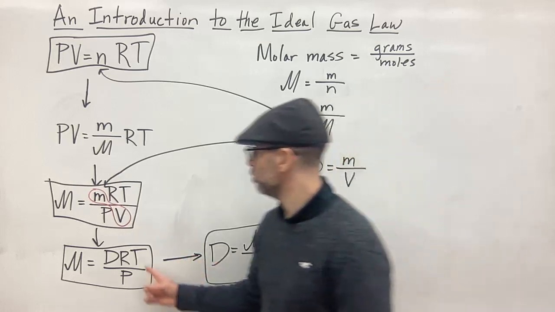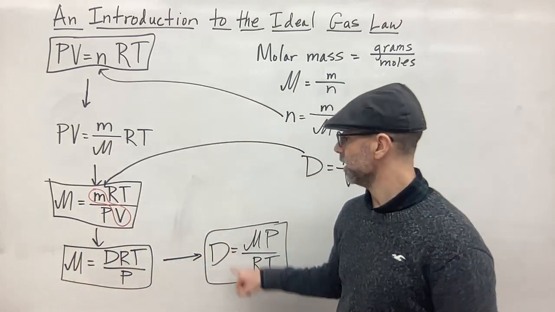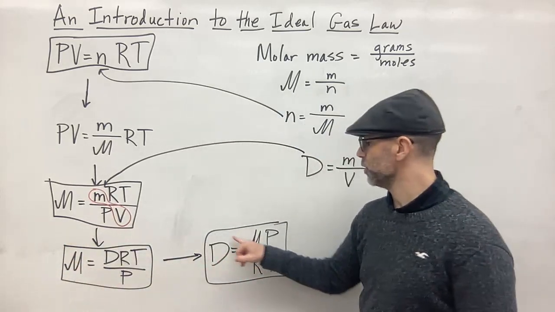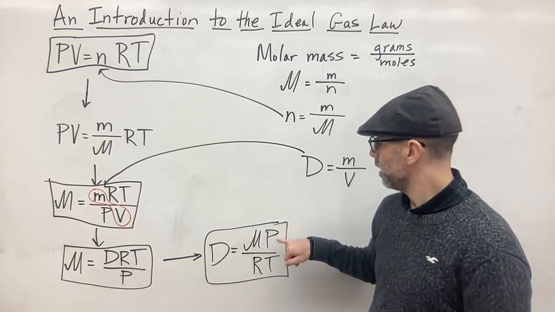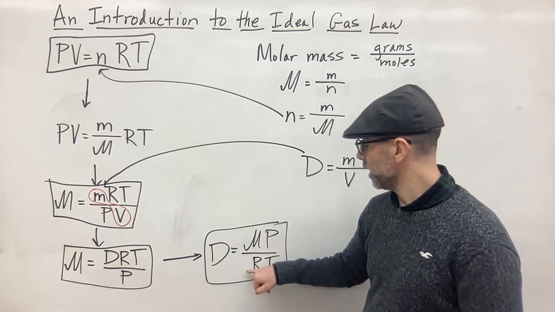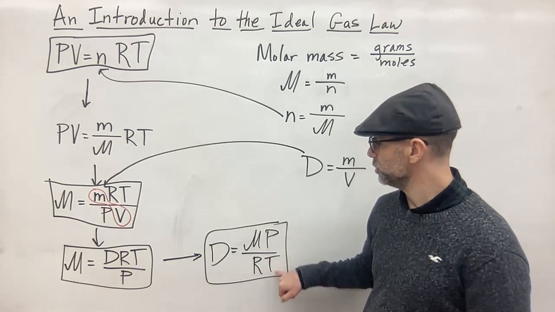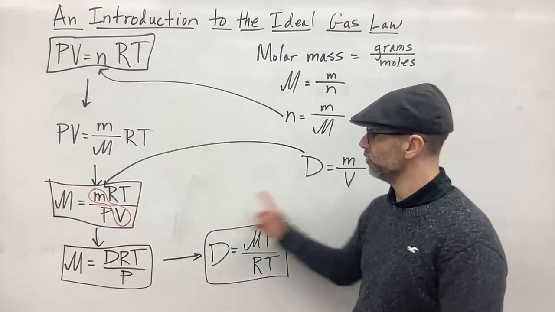And then all you need to do to get the density is just rearrange the equation. Now you have density is equal to the molar mass multiplied by pressure divided by RT. T is temperature. And so here you can memorize this equation.